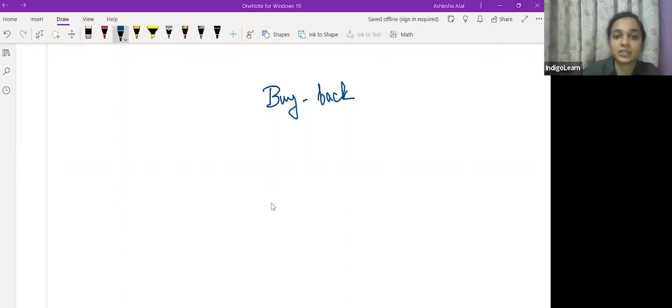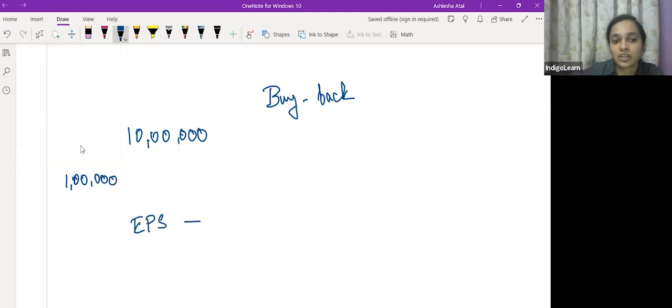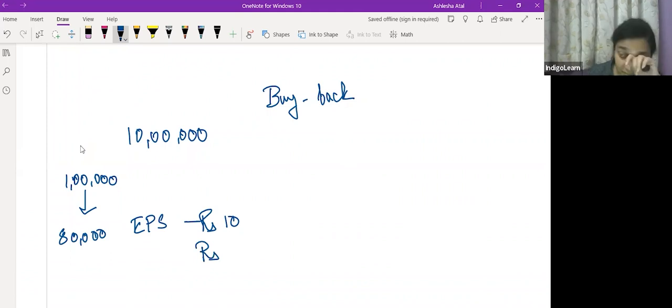Now say, for example, profit for equity shareholders of the company is 10 lakhs, and say the number of equity shares was 1 lakh. So EPS, earning per share, will be 10 rupees. Now if the company reduces the number of shares from 1 lakh to say 80,000, will the EPS increase? In this situation, EPS will increase.